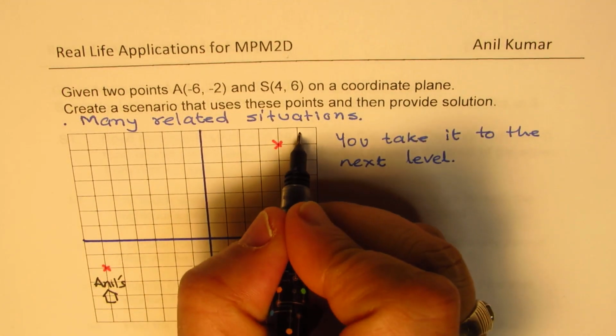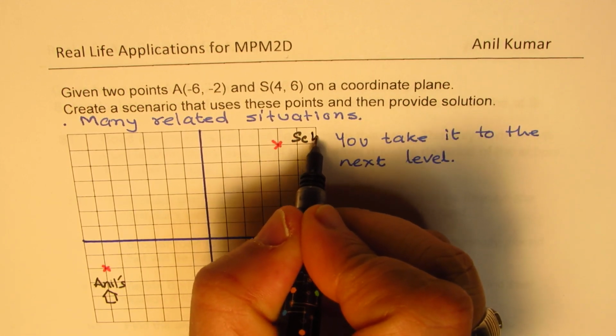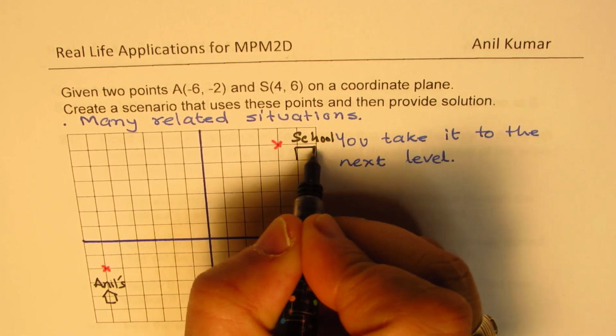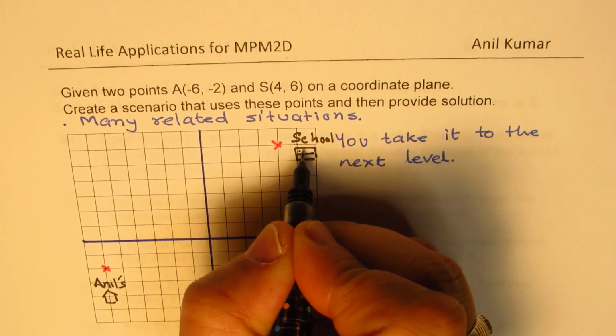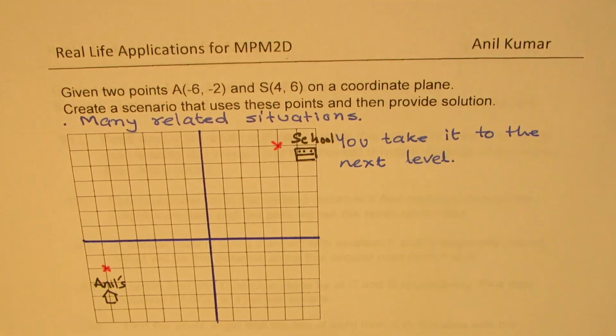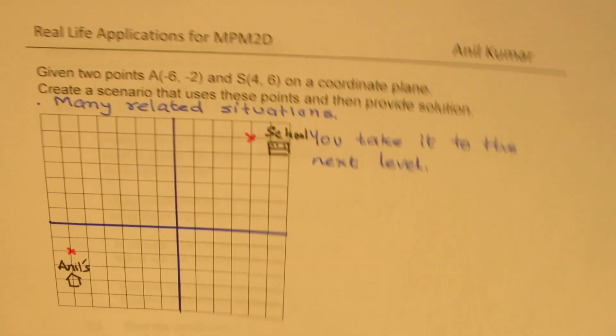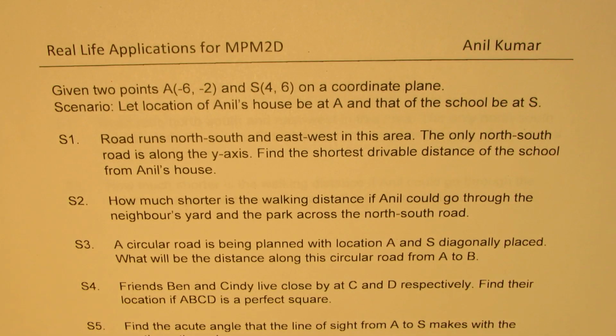And this is a school. This is the school building, right? So that is the kind of scenario to begin with. And once you have this, the obvious question is, what is the distance between them and so on, correct?